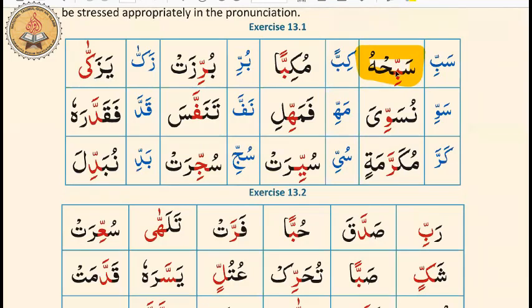So remember, the ba is carrying the shadda, and it's joining with a ha sakin and then a ha with a dhamma. So read it all together for me. Sabbihu. Excellent. Sabbihu. And the next one for me. Mukibba. Mukibban. And the next one for me. Burrizat. Excellent. Next one.